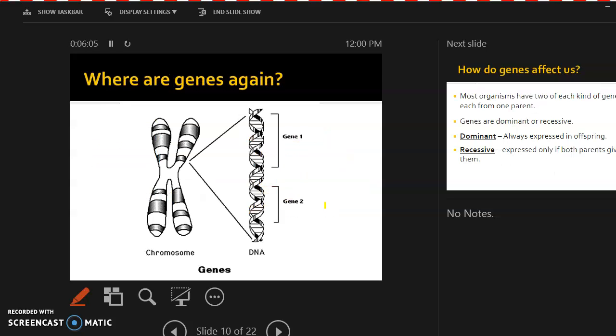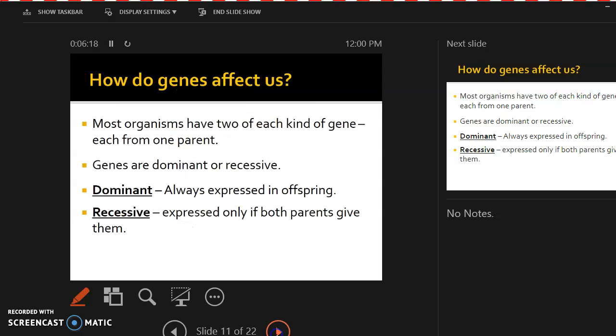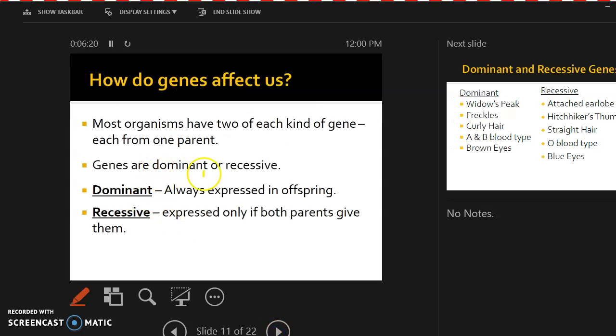So where are genes again? Okay, so here's your chromosomes. Okay, so then they make up your DNA. Okay, so then a section of your DNA is a gene. So how do genes affect us? Most organisms have two of each kind of gene, one from each parent. Okay, genes are dominant or recessive.